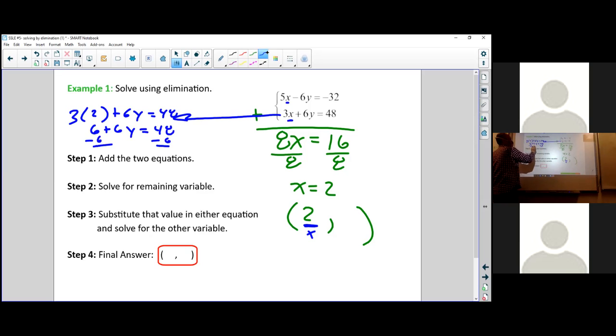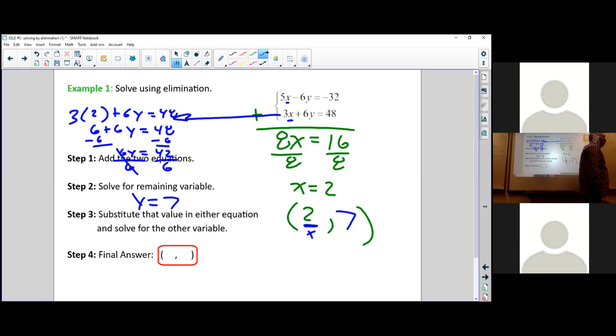Subtract 6, 6y equals 42. Divide by 6, divide by 6. y equals 7. Ta-da.